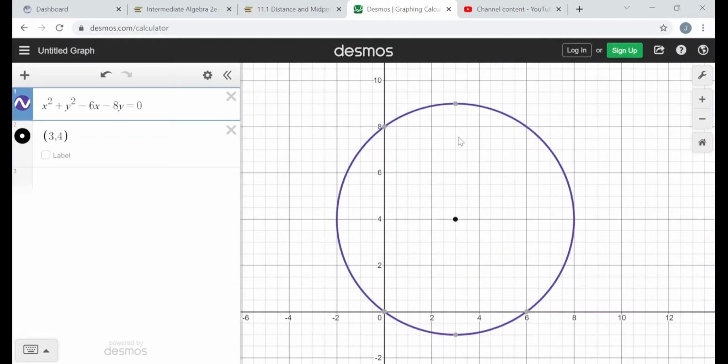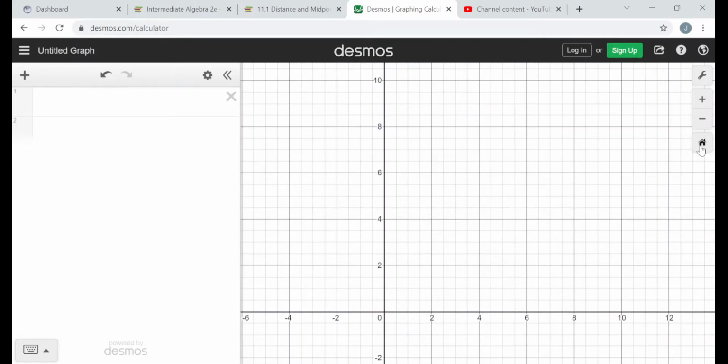And look at all these points, right? There's 3, 9. We had that on our graph. There's 3, -1. I had that. Here's 8, 4. Here's -2, 4. I had all those points, and then all these other points should be 5 units away from the point 3, 4. So looks like we did a good piece of work.